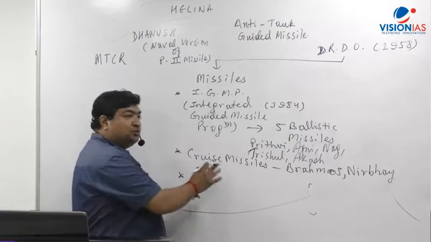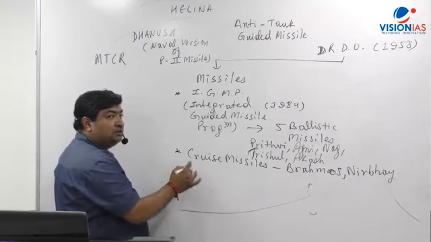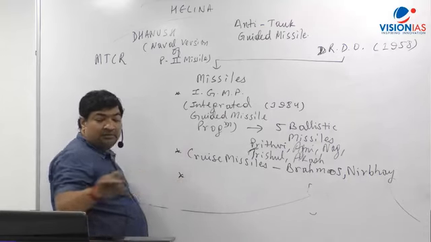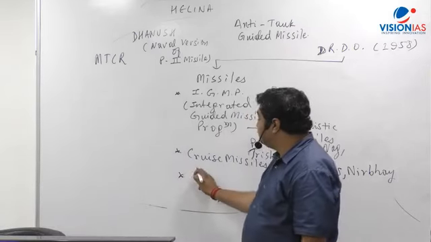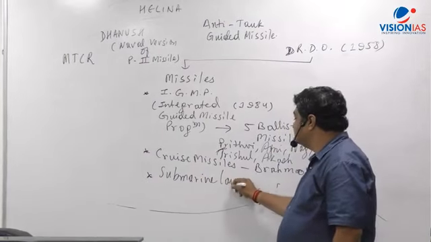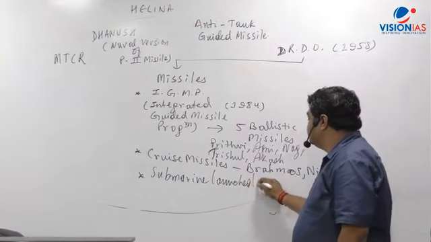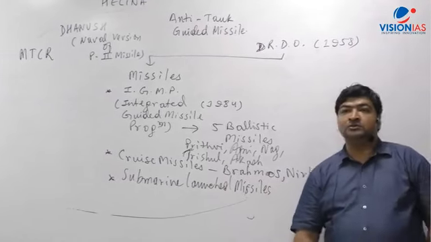तो next जो cruise missile के अलावा जो है, what more India has got in missiles? Underwater missile. What is called underwater missile? Underwater missile को submarine launched missile. So India also has got submarine launched missile. Can you name and give an example of a submarine launched missile?